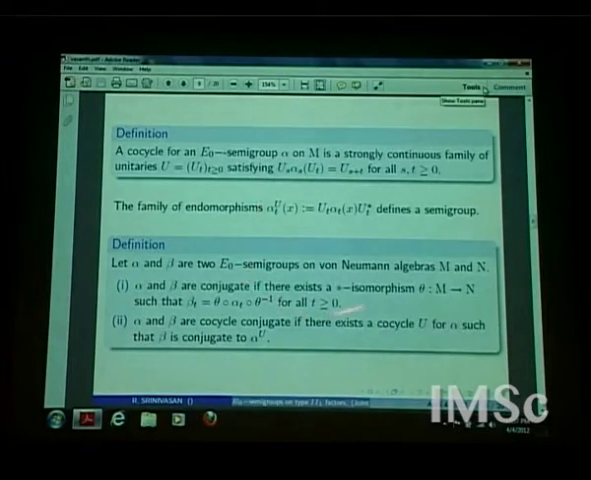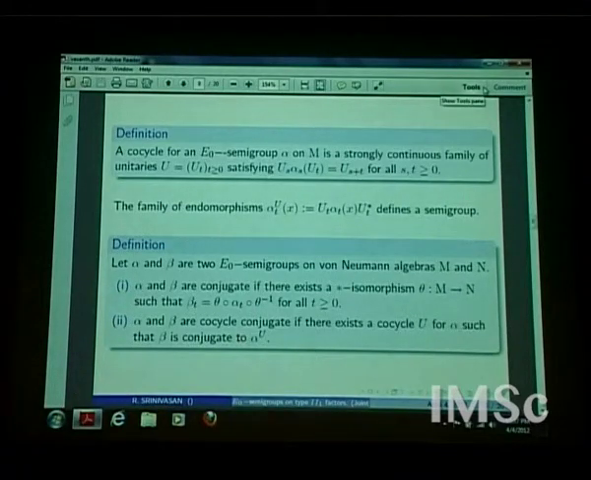Then if you have a cocycle, you can define α^U, a perturbation of α_t like this, which is again an E0 semigroup. The cocycle property will ensure that this is also a semigroup. So when we say two E0 semigroups, α and β on M and N respectively, are conjugate, there is an isomorphism θ from M to N which intertwines these two E0 semigroups. If you pull it back, act α_t and apply θ on that, then you should get β_t.